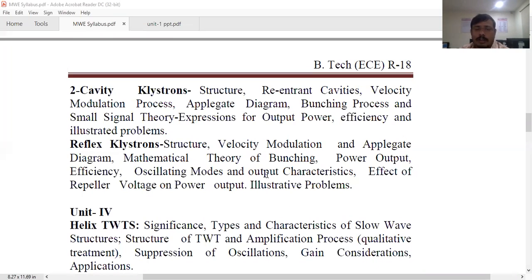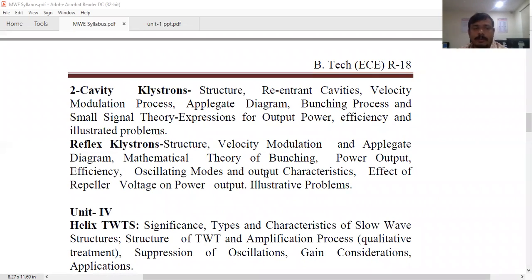In Klystrons, there is a special type of equipment we are using. The velocity modulation concept comes in here. Modulation, I already told you last class: the characteristics of the carrier signal are varied according to the amplitude of the message signal or modulating signal.